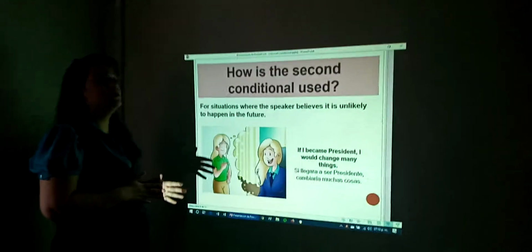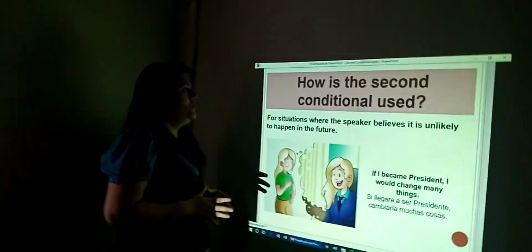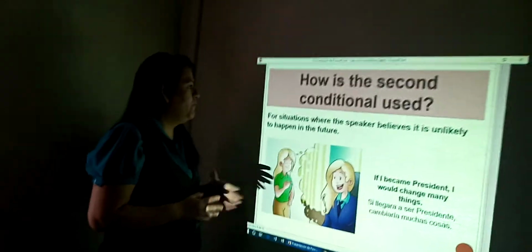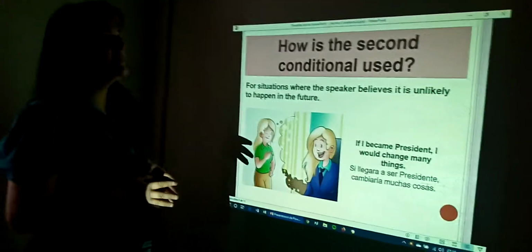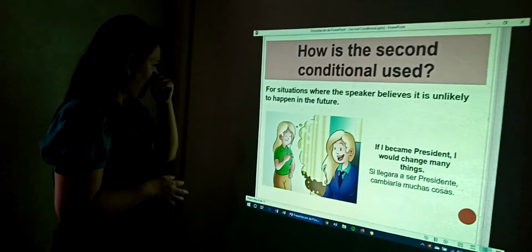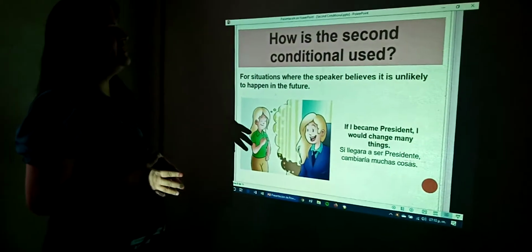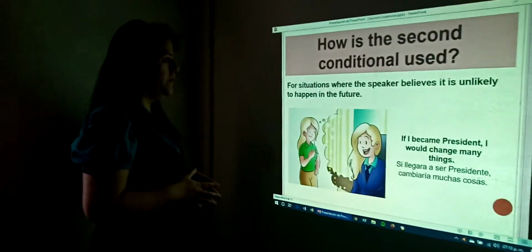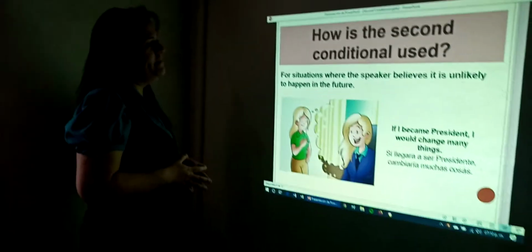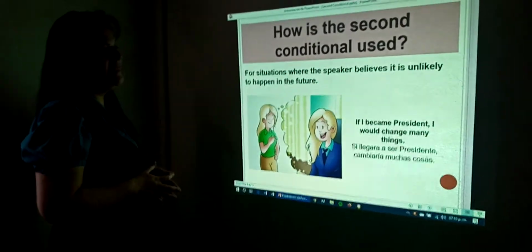How is the second conditional used? The second conditional is used for situations where the speaker believes it is unlikely to happen in the future. Repeat: for situations where the speaker believes it is unlikely to happen in the future. What is it? If I became president, I would change many things.